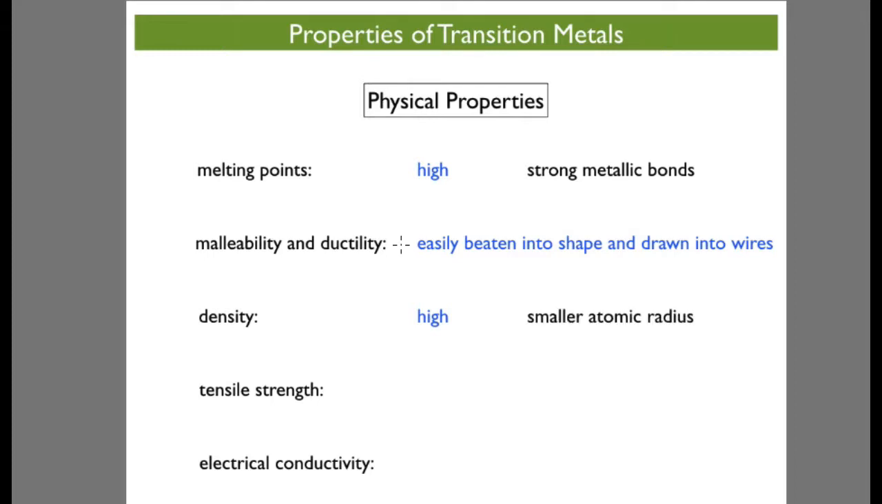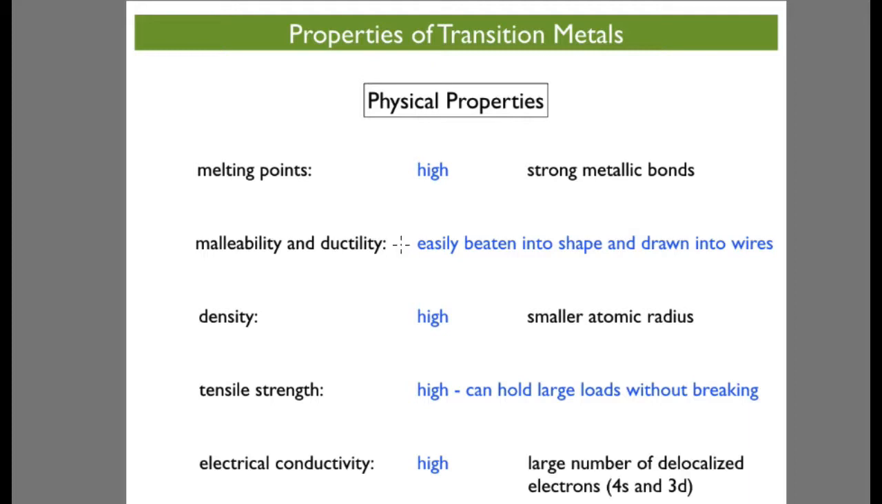They have a high density because they have a small atomic radius. They have a high tensile strength, so they can hold large loads without breaking. And they have a high electrical conductivity because they have a large number of delocalized electrons in the 4s and 3d levels.